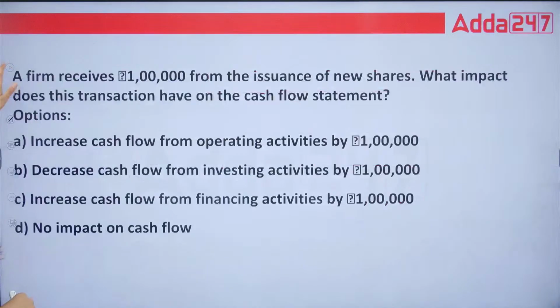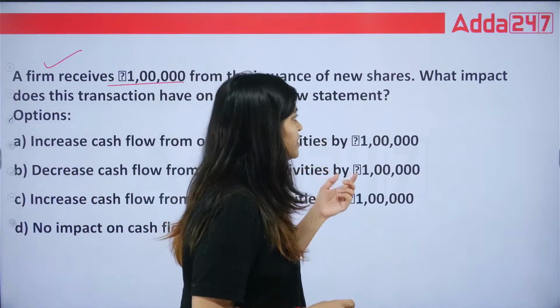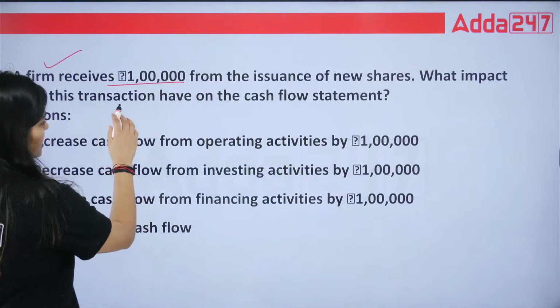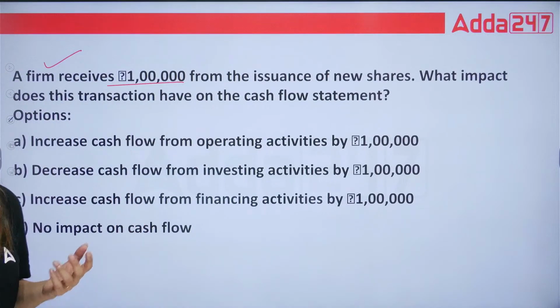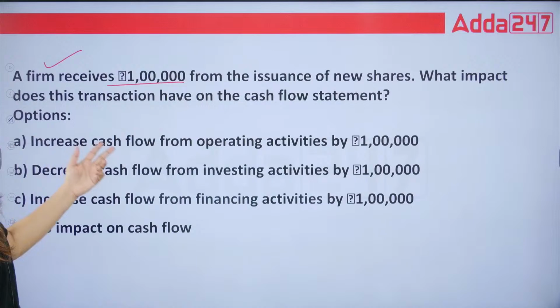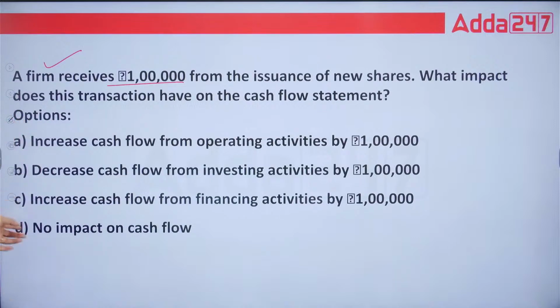Chaliye. Now, let's see the next question. A firm receives 1 lakh from the issuance of new shares. What impact does this transaction have on this cash flow statement? A. Increase cash flow from operating activities by 1 lakh. B. Decrease cash flow from investing activities by 1 lakh. C. Increase cash flow from financing activities by 1 lakh. D. No impact on cash flows.